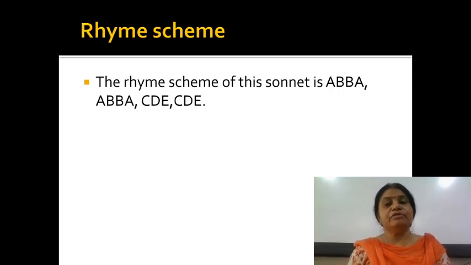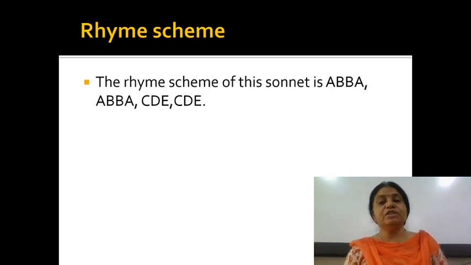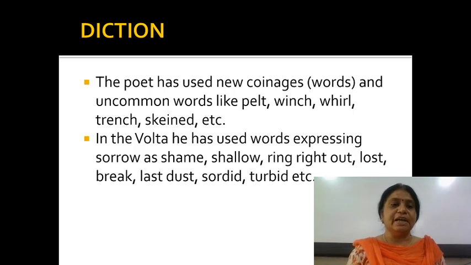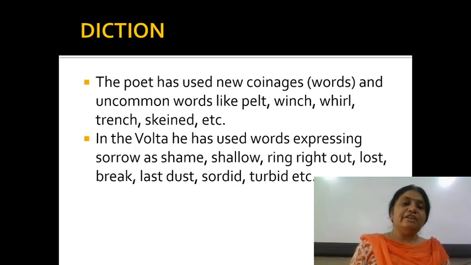The rhyme scheme of this sonnet, because it is a Petrarchan sonnet, is A B B A, A B B A, C D E, C D E. If we look at the poem, we see that the last word of the first line matches with the last word of the fourth line, and the last words of the second and third line rhyme with each other. So this is the rhyme scheme of this poem, The Sea and the Skylark. Now let us deal with diction.